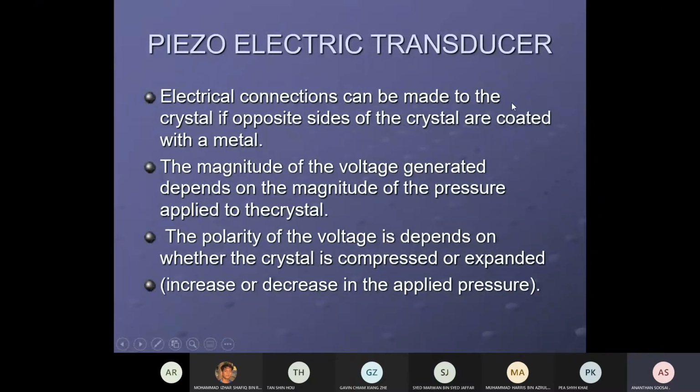So the electrical connection can be made to the crystal's opposite sides, coated with metal. The magnitude of the voltage generated depends on the magnitude of the pressure. This is the important one: big pressure, big voltage generated. The polarity of the voltage depends on whether the crystal is compressed or expanded, that is, an increase or decrease in applied pressure.